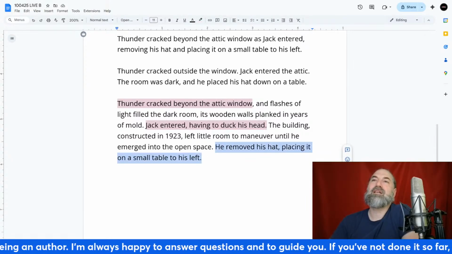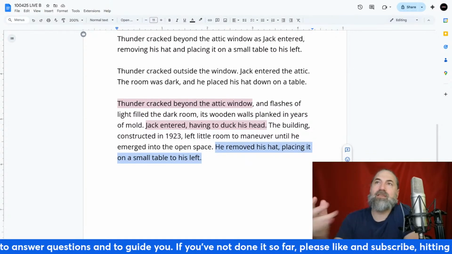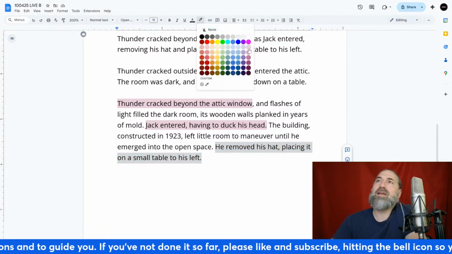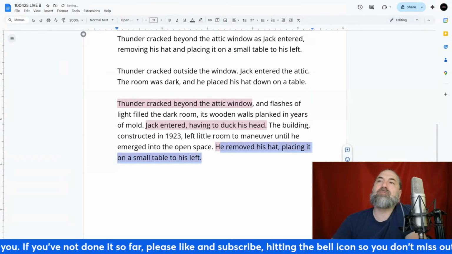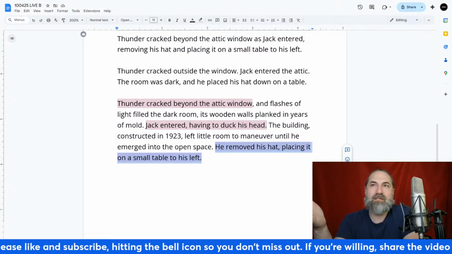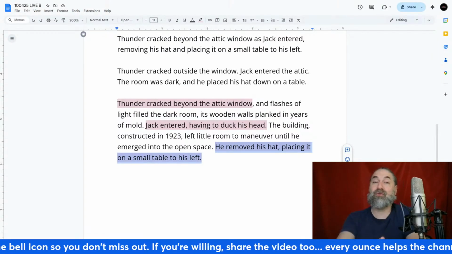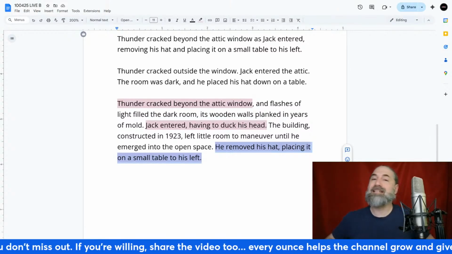All right. Now, again, he removed his hat, placing it on a small table to his left. This also works. So if we look, the reason is because this maintains movement. We know he removed his hat. We know he placed it to a small table to his left. We're giving spatial elements. We're building on the room through actual interaction instead of just description.